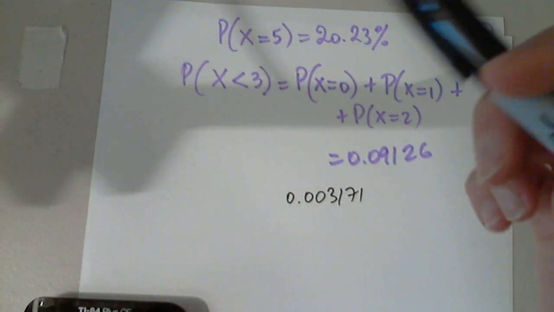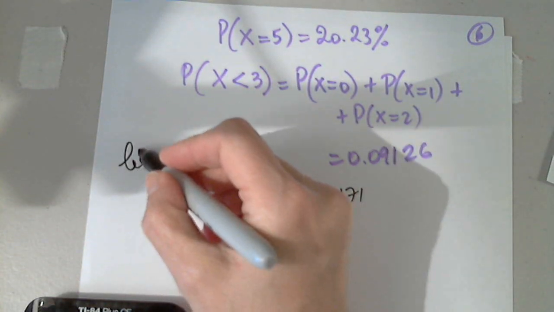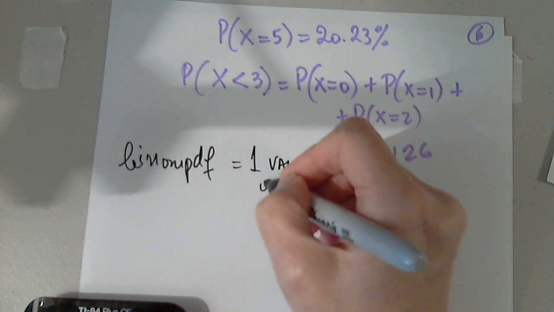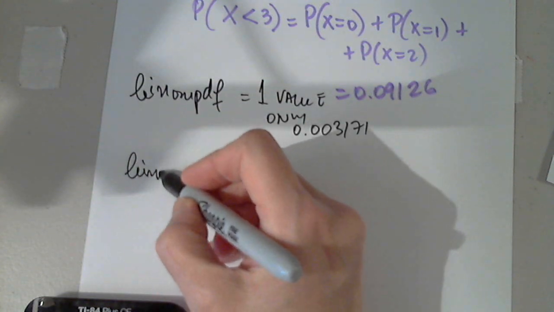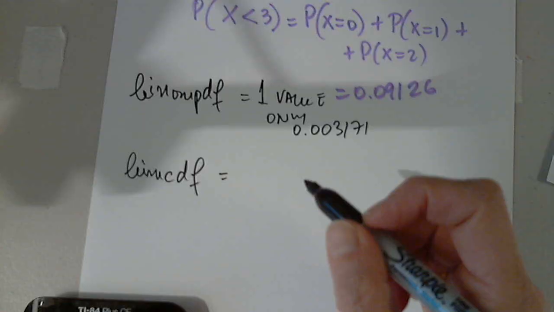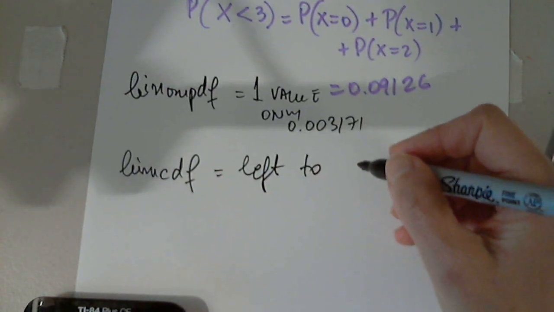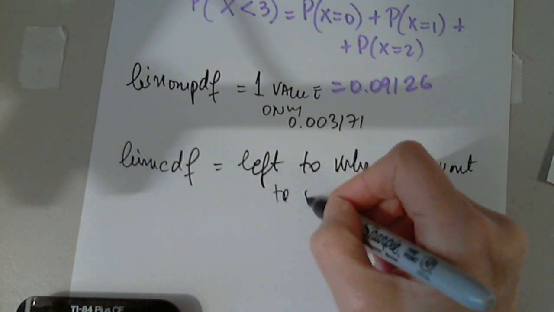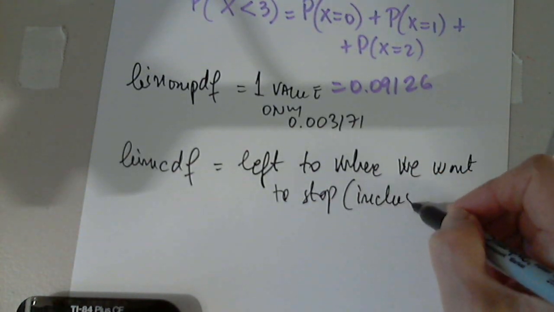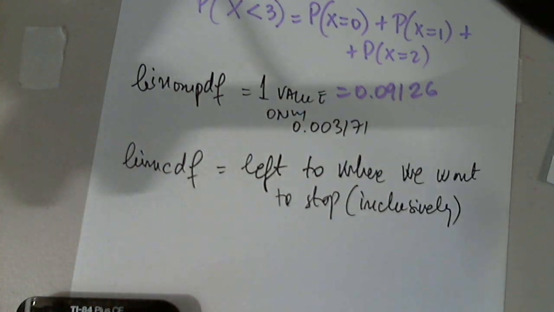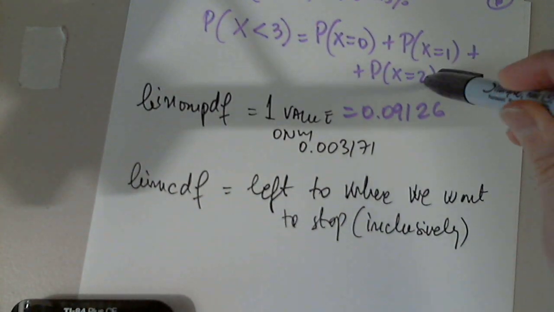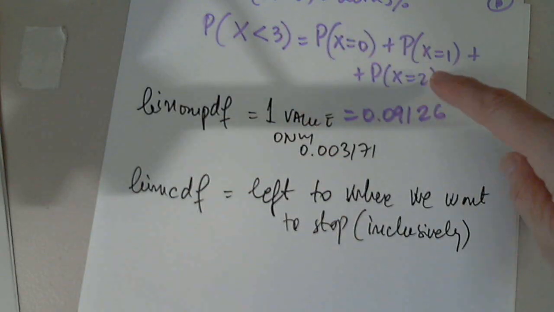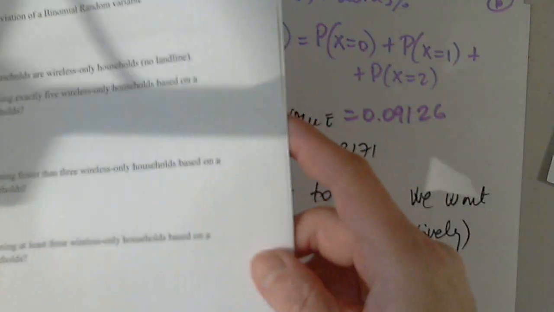So it is correct. When you use binomial PDF, this is for one value only. When you determine binomial CDF, it's from the left to where we want to stop, inclusively. So for the probability for x to be less than 3, I had to stop at 2 if I use the calculator. Now if I want less than or equal to 3, then I will stop at 3. I will have 0, 1, 2, and 3. Okay, this was part B.